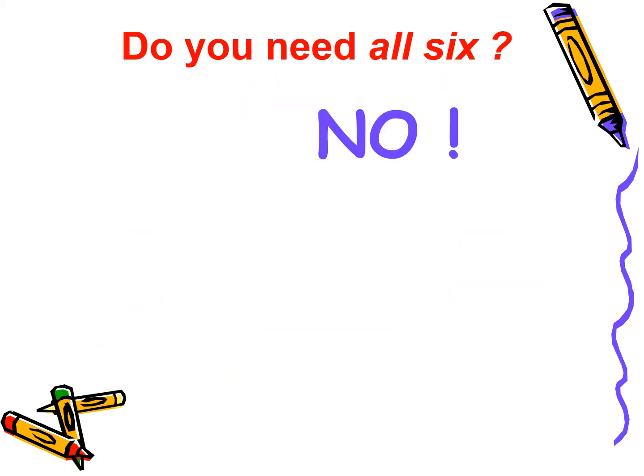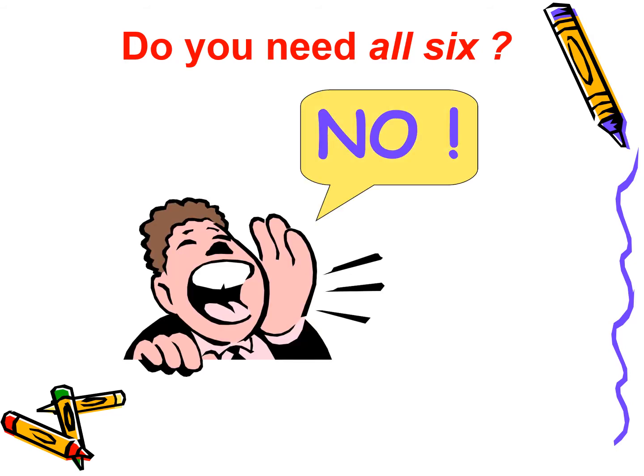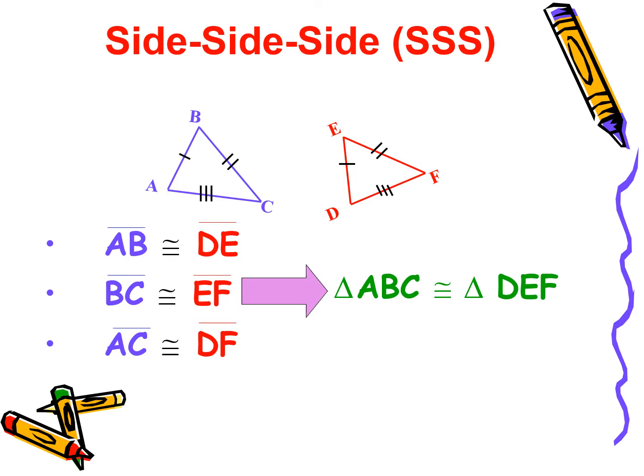So, do we need to prove all six? The answer is a big no. It is sufficient to prove any three criteria, which we have already done in your previous classes too. There are four major criteria to prove the congruence of triangles. The first one is side, side, side.